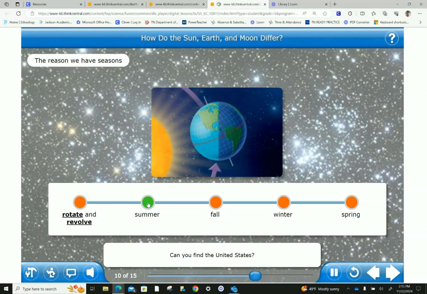Can you find the United States? Look at the angle of the sun's rays hitting the country. What do you notice? The sun's rays are hitting the United States almost directly. This causes more heat from the sun's rays to hit the region. The extra warmth gives us summer.